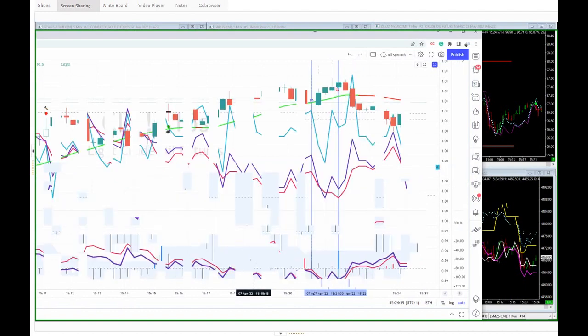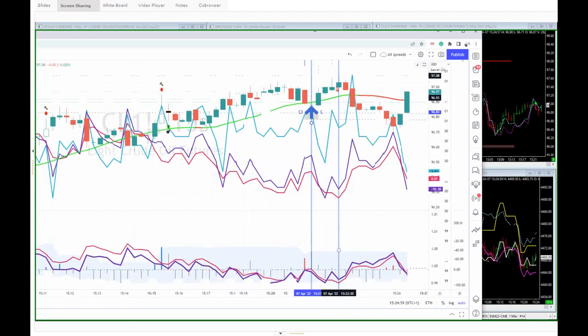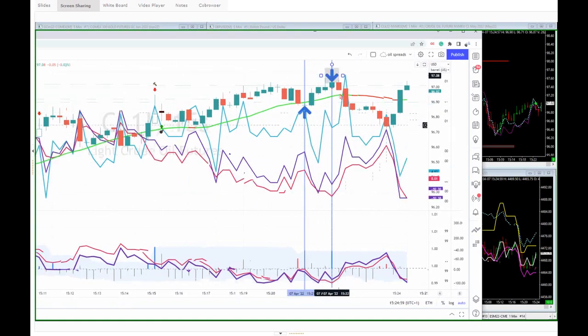And obviously 45 seconds later, I'm selling it. So that gives you an idea about the speed of moves that you've got to try and trade. And then 45 seconds later, I've just sold it at a break of 97s, and I've just made a profit of 25 ticks. And that's on a 15-second chart.